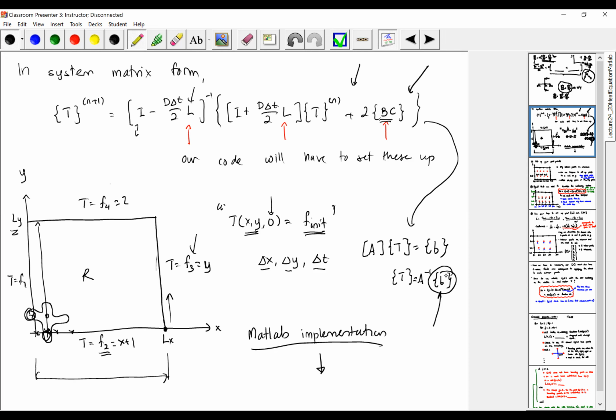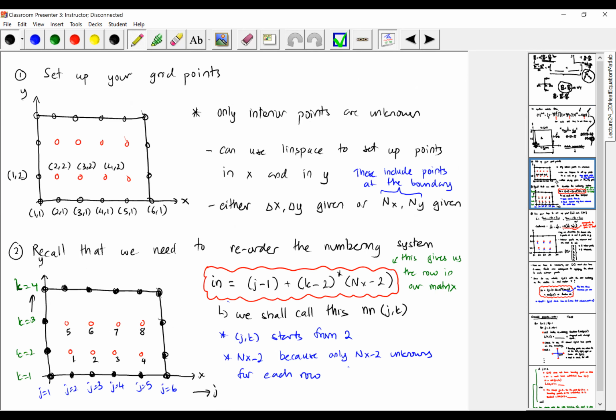Okay, so let's say we have this problem, like I've said before, with boundary condition and initial condition here. As with all finite difference methods, whether it's 1D, 2D, or 3D, the first thing is to set up your grid points. So let's say we set up our grid points like this. You have your grid points on the boundary. You can see the dots when I'm moving like this, right? You can see the grid points around the boundary here.